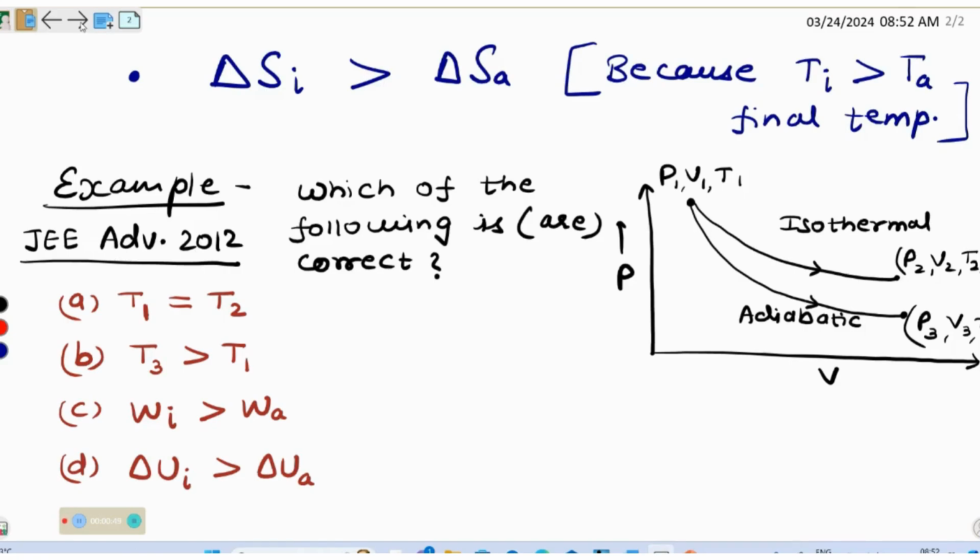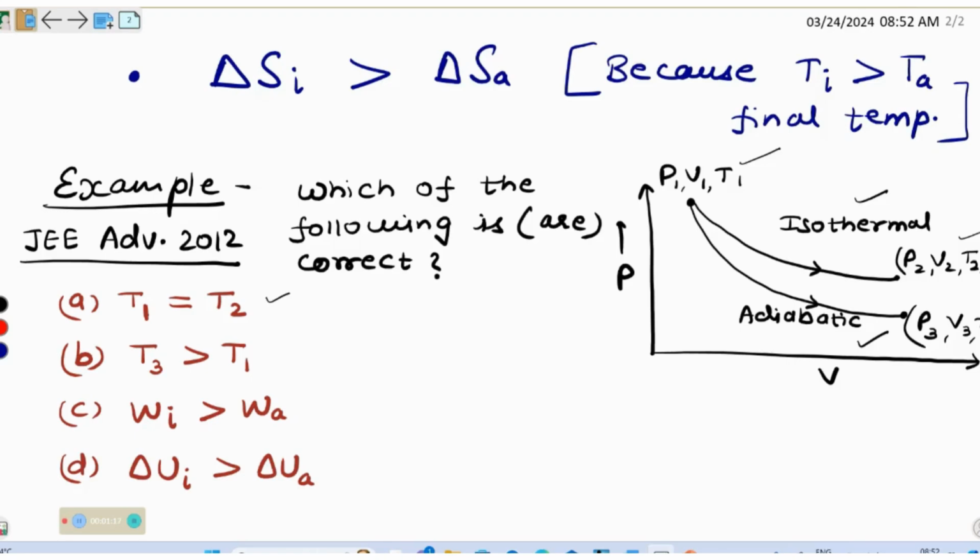Now we will take a question which was asked in JEE Advanced 2012. Here they have given expansion curves for isothermal and adiabatic expansions. We need to find out which options are correct. The first one is T1 is equal to T2. Yes, because T1 and T2 are shown in the figure for the isothermal process.